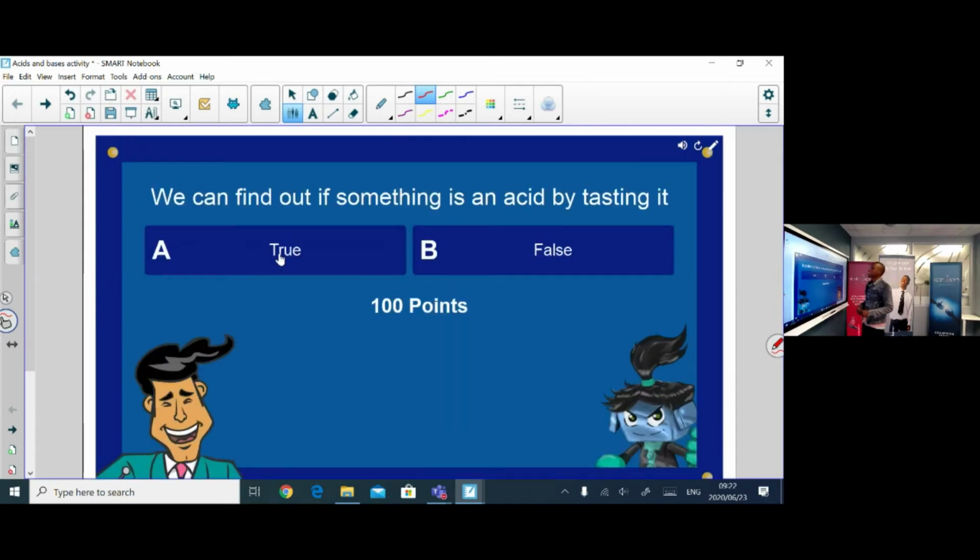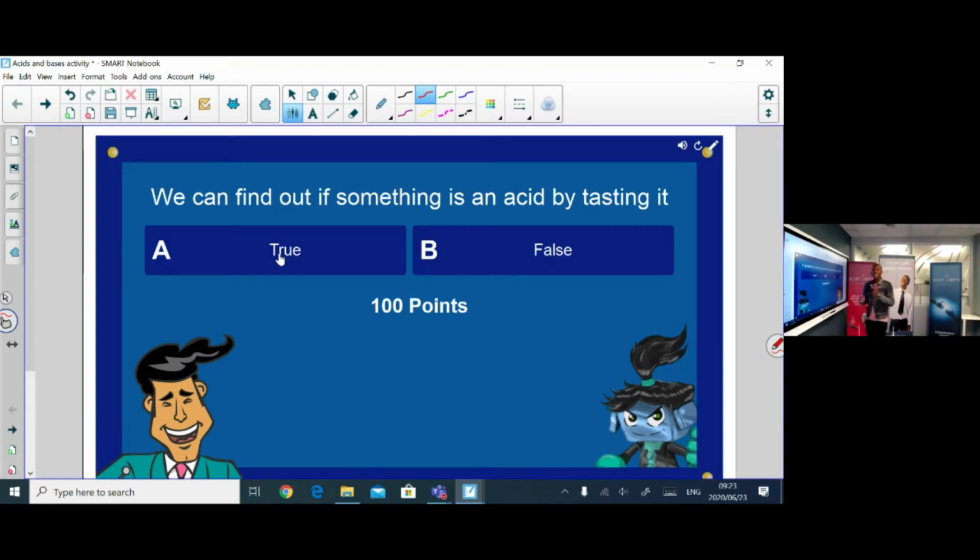We can find out if something is an acid by tasting it. How do we test for it? Remember, we already discussed it. How do we test for acid? By tasting? Testing and tasting are two different things. Let me not say you can test by tasting. No. We never, as scientists or as humans, test by tasting.